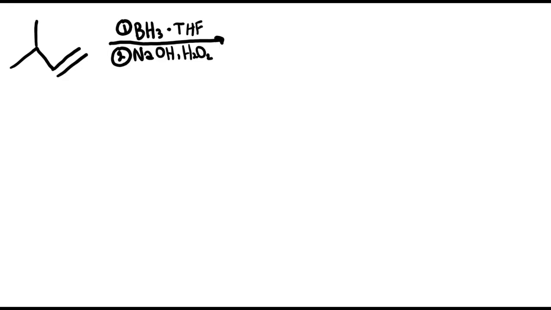In this video on alkene reactions, we're going to be talking about hydroboration-oxidation. So here we have a hydroboration-oxidation reaction, and the way that we know that this is hydroboration-oxidation is because we're reacting a double bond or an alkene with BH3, THF, followed by NaOH and H2O2.